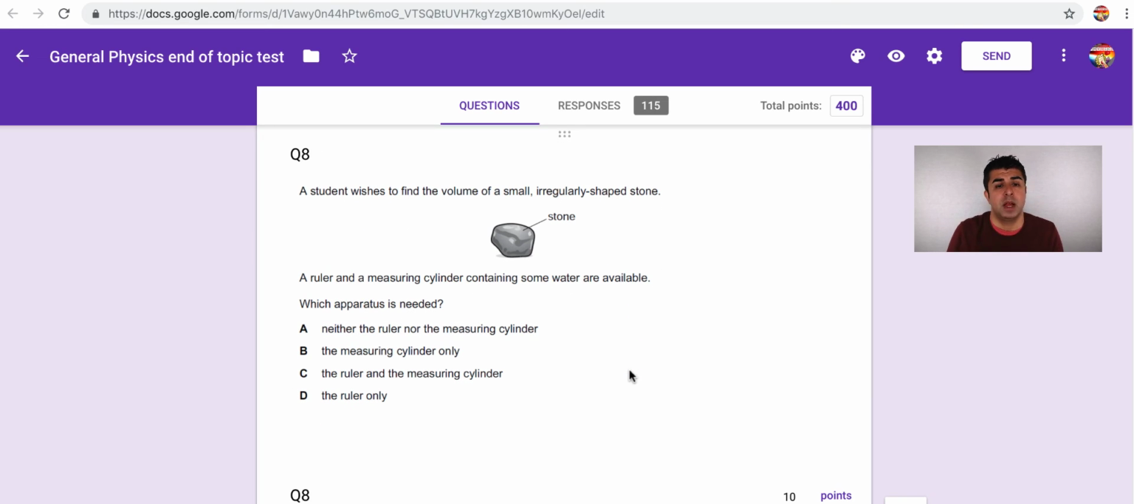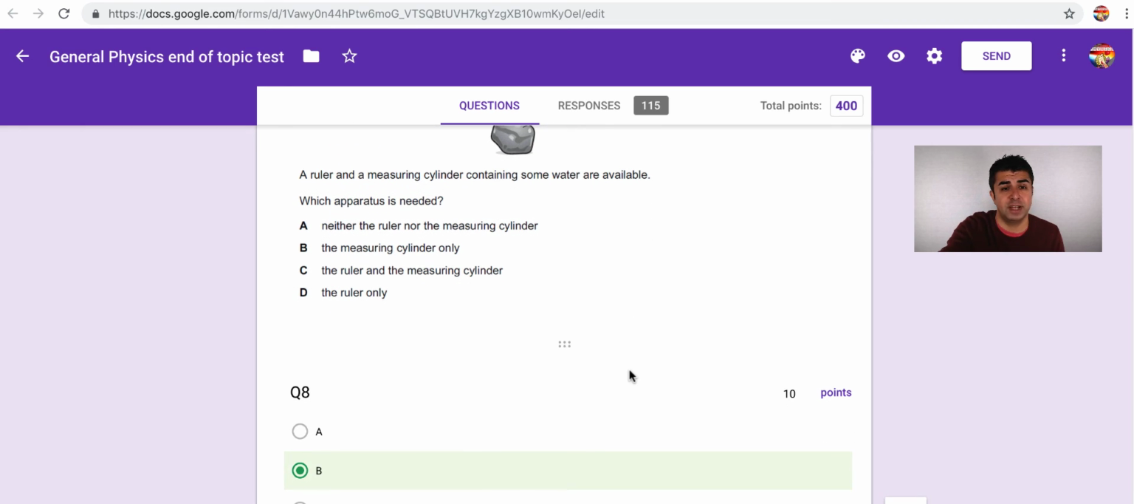Number 8. A student wishes to find the volume of a small irregularly shaped stone. A ruler and a measuring cylinder containing some water are available. Which apparatus is needed? Okay, so all they want here is the volume of the irregularly shaped stone.